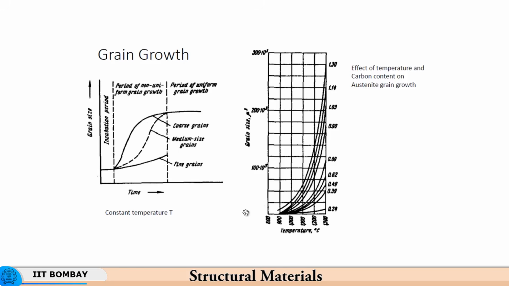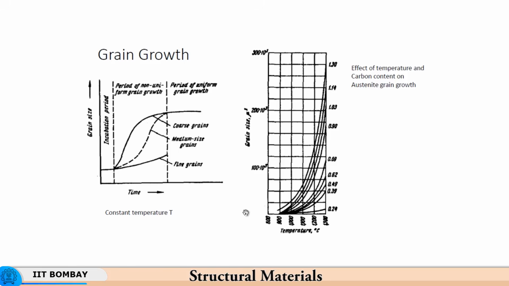So you have medium sized grains, coarse grains and fine grains, all three growing to different extents, but then beyond that period, uniform grain growth takes place. Then the finer grains tend to grow more rapidly as compared to the coarse grains. So if you have started with a fine grain structure, it will remain a fine grain structure up to this point, but later on it can coarsen very rapidly.